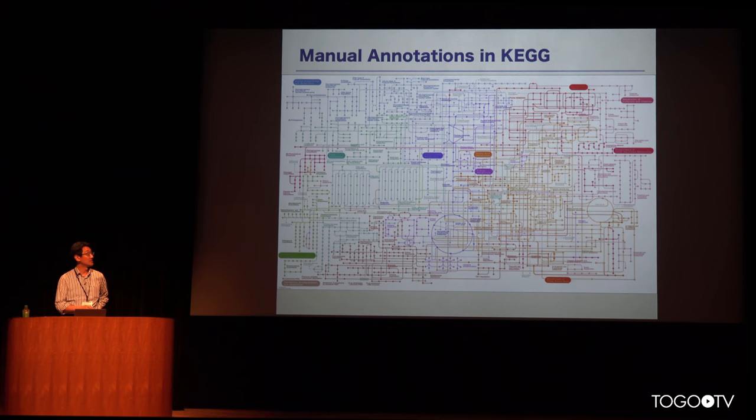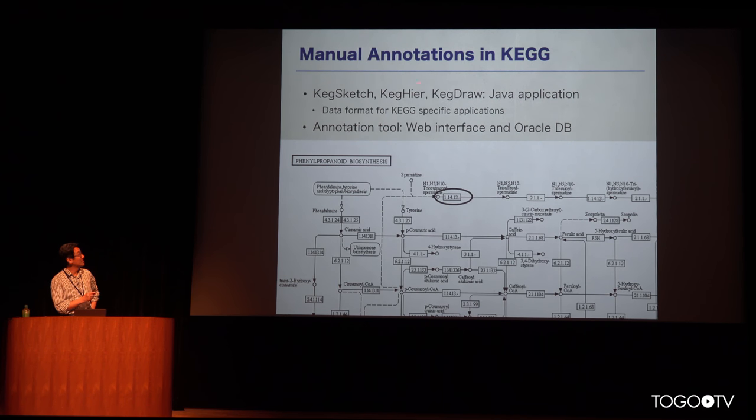So I'd like to talk about how these manually annotated pathways are created in KEGG. We developed some Java application tools called KEGG Sketch, KEGG Hire, and KEGG Draw, for inputting pathway information, hierarchical classification information, and chemical compound structure information. This data format is KEGG specific, but we also output XML files or mol files for the chemical structure data. For the text information, we developed a web-based annotation tool, and the underlying database is an Oracle database.